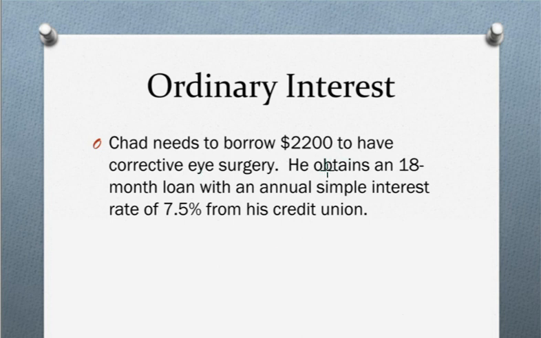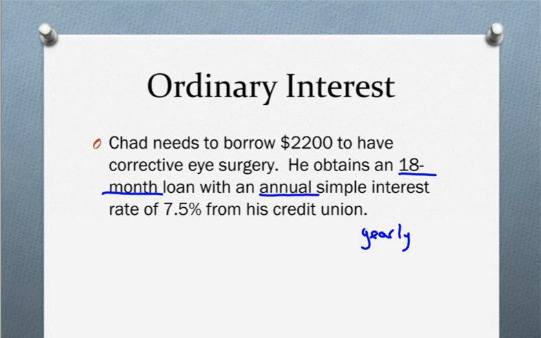Okay, let's go ahead and take a look at a very straightforward one. Chad's going to borrow $2,200 to have some corrective eye surgery. He obtains an 18-month loan with an annual simple interest rate. So annual means yearly. And notice here it says 18-month loan. So that means that we are not operating in the same label. Annual means years, and this is in months.